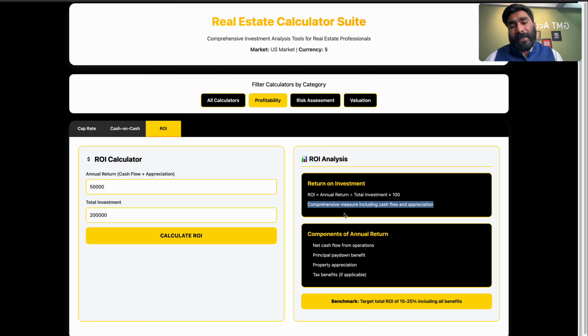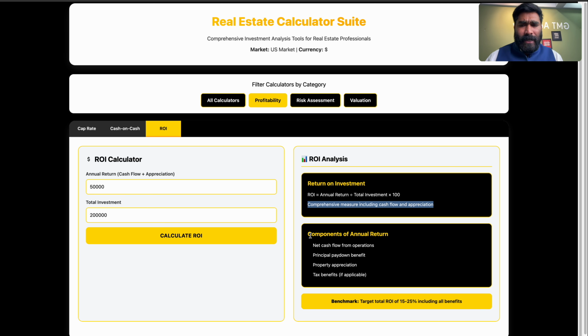See, ROI defines a comprehensive measure including cash flow and appreciation. So now if I talk about the components required to calculate annual return: net cash flow from operations, principal paydown benefits, property appreciation, and tax benefit if applicable. All of this is required to compute ROI.